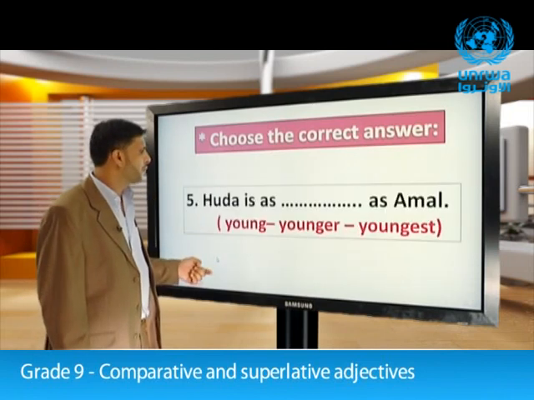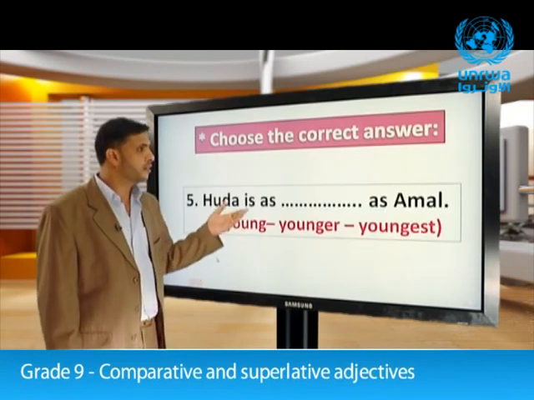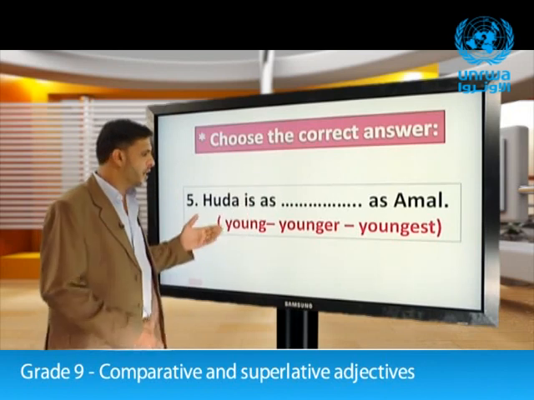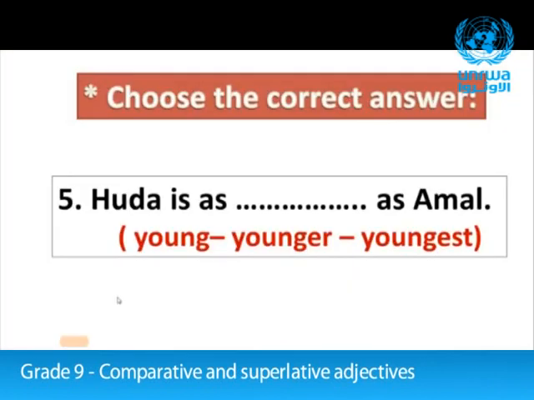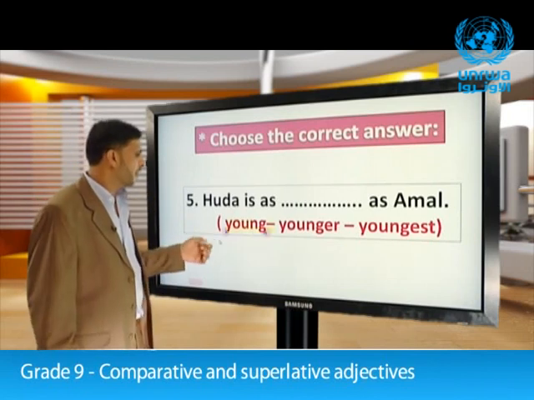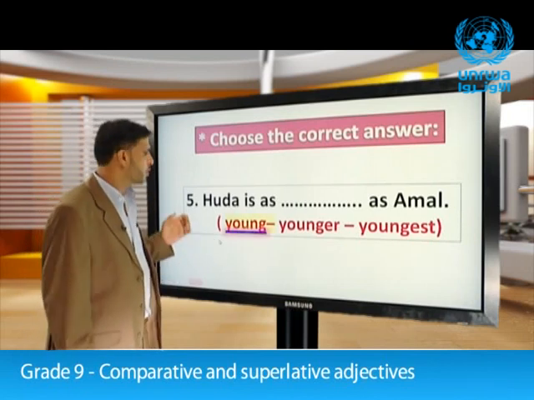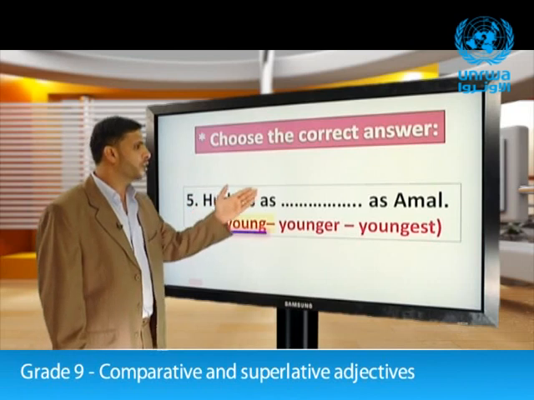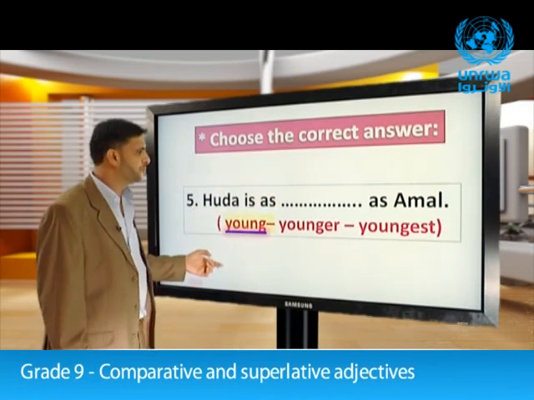Number 5. Huda is ___ as Amal: as young, as younger, as youngest. Notice that here we have as, and between as and as we put the base adjective. Look, the answer is young. So, Huda is as young as Amal.